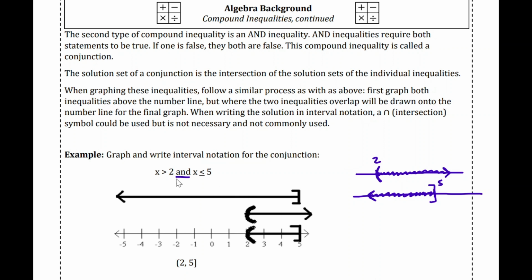So with the conjunction, what we're doing is looking at all of the numbers that solve both of those inequalities. So it's the overlap. Everything in between those two numbers will be simultaneously greater than 2 and less than or equal to 5. If we look at the overlap there, it's all the numbers between 2 and 5. So that's the graph. To write it in interval notation, we'll have our two numbers, 2 and 5. Those are the endpoints. 2 is not included, 5 is included. So this is the interval notation.